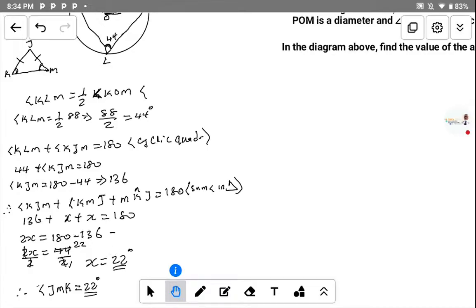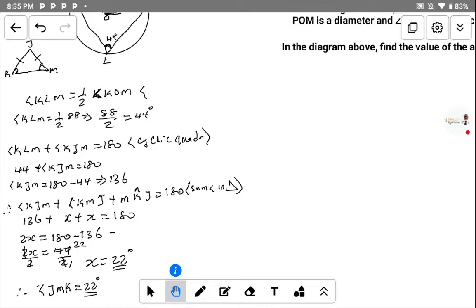If you don't have any questions, we can pause and move to the next question. Since I have no question, I think this is well understood. So let's move to the next question.